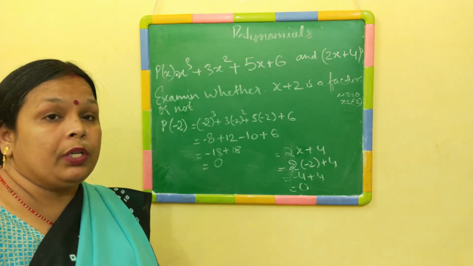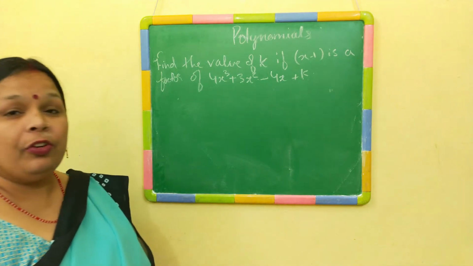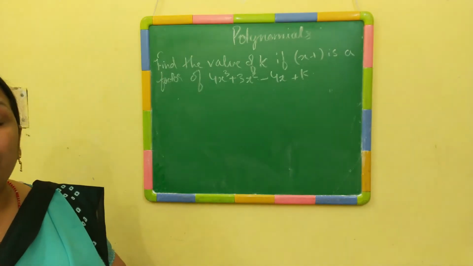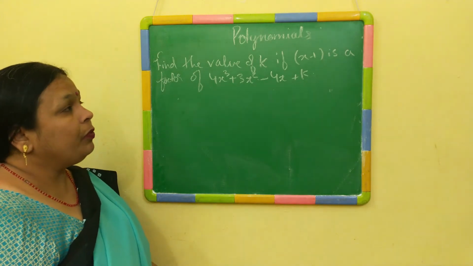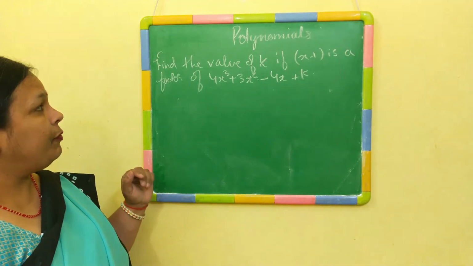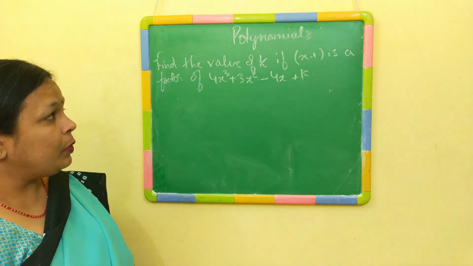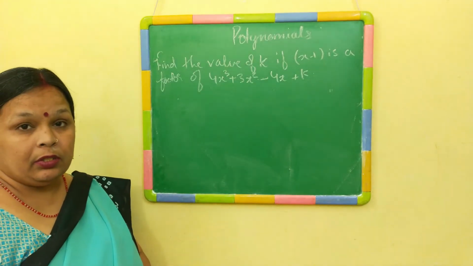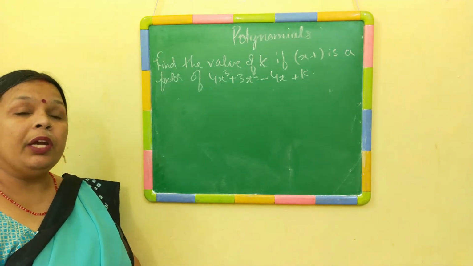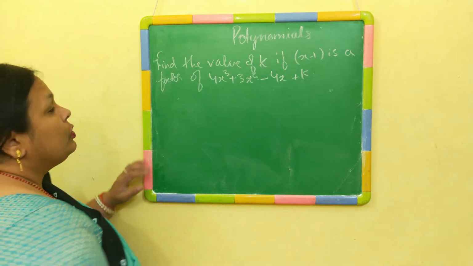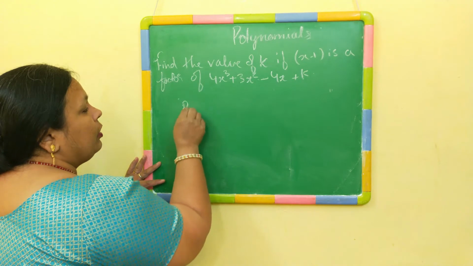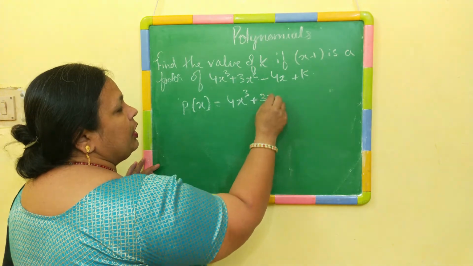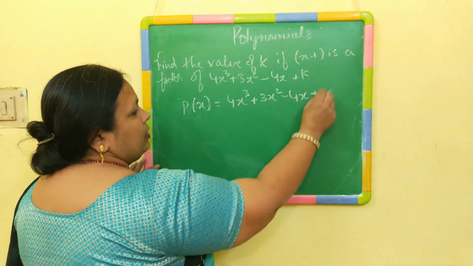So we'll take one more example. This is an application of the remainder theorem, where we are going to use the remainder theorem and find an unknown value given in the polynomial. Find the value of k if x minus 1 is a factor of 4x cube minus 3x square minus 4x plus k. Now we are very clear with this concept that if x minus a is a factor, the remainder we are going to get is 0. So as x minus a is a factor, we first write p(x), that is 4x cube plus 3x square minus 4x plus k.